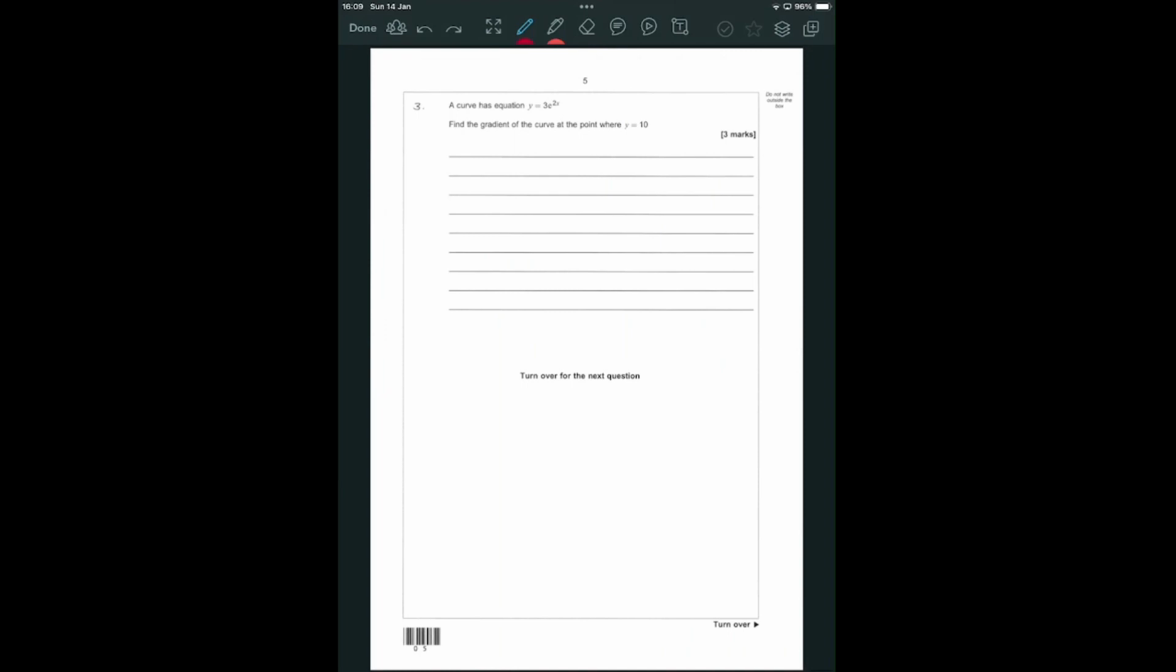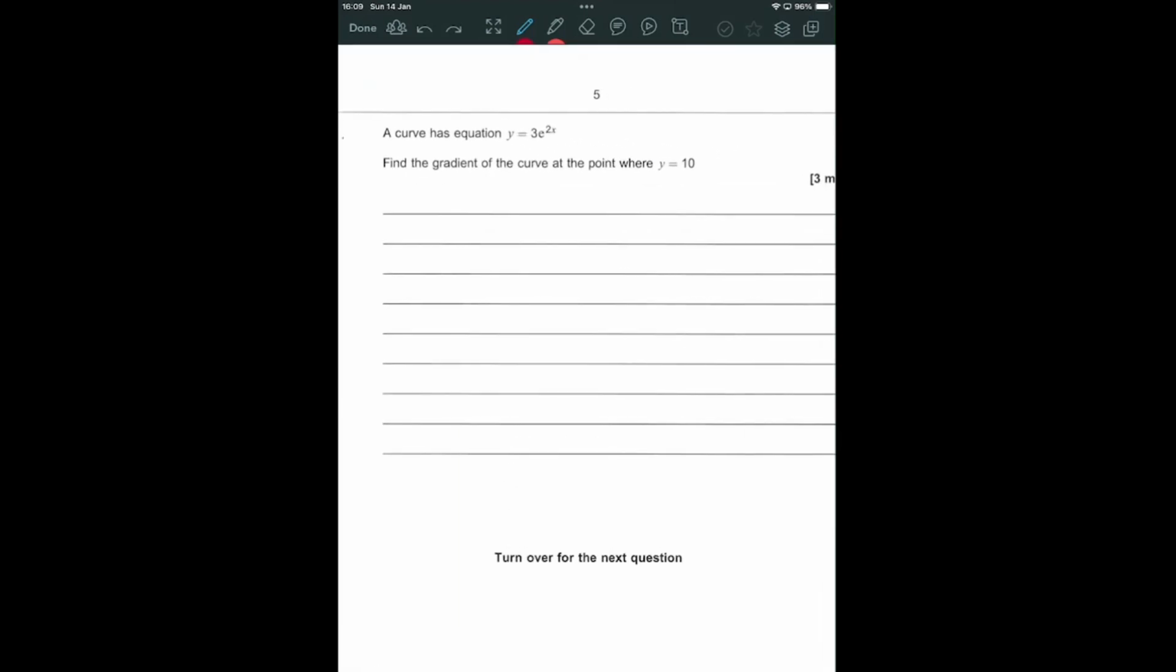Question 3. A curve has that equation. We want to find the gradient at the point where y equals 10. Okay, that's a bit sneaky. Sneaky because normally we expect the x value to be subbed in. Let's see how that matters in a moment.